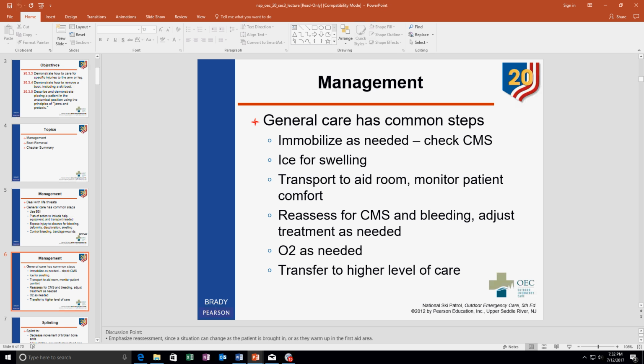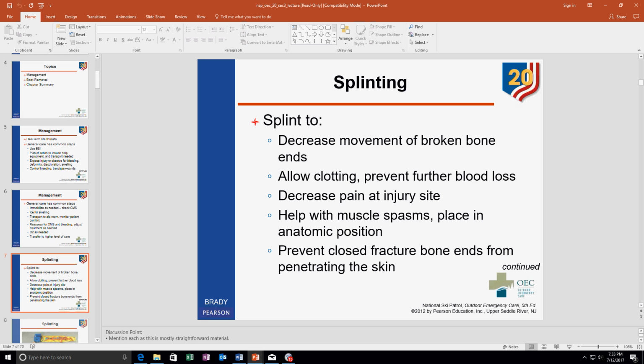If you're on the hill and you bring a patient in, you'll give a report and fill out the initial paperwork on what happened to the patient, what you did on the hill, and brought them in, and then the people in first aid will take it from there. But again, reassess for CMS. O2 if needed, transfer to higher level care. We'll talk more about that later.